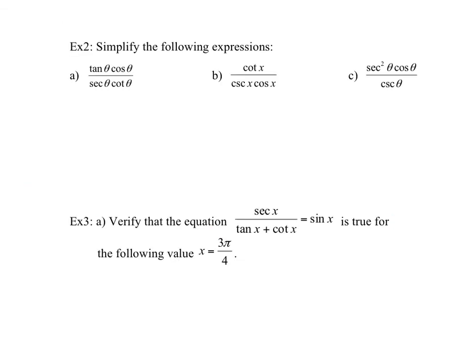Often, to simplify expressions, we use some of the identities that we know. Often the case is we're going to change everything to sine and cos and try to cancel some things out. So for the first example, let's change tan into sine theta over cos theta. That's just the tan value. And then we're multiplying this by cos theta.